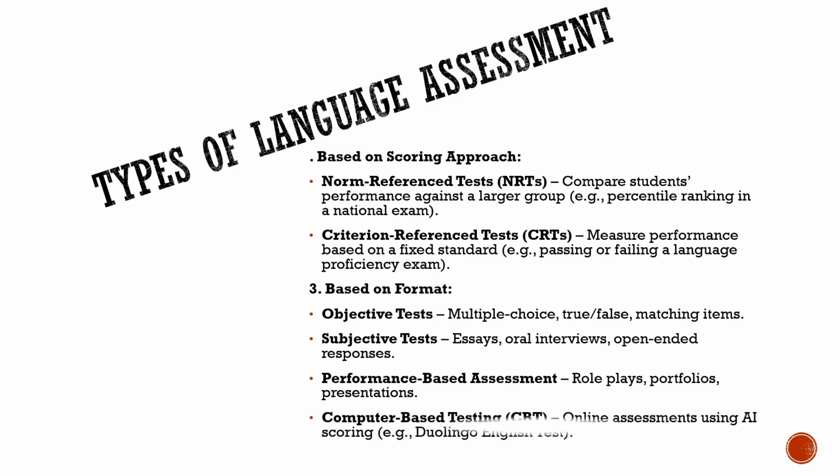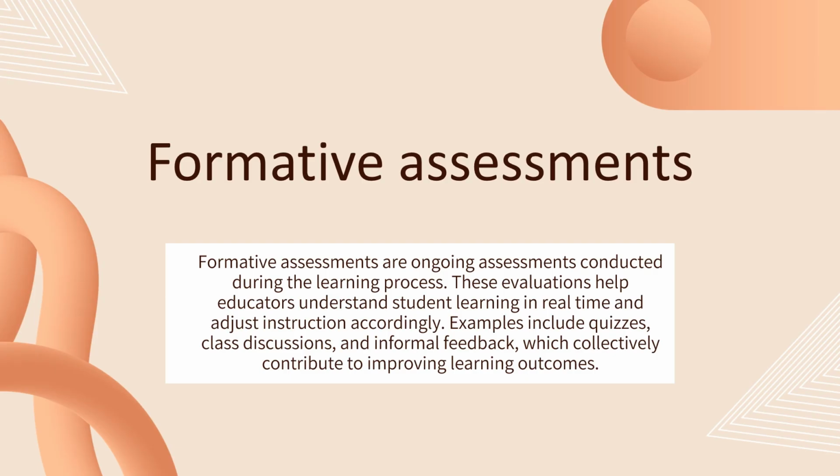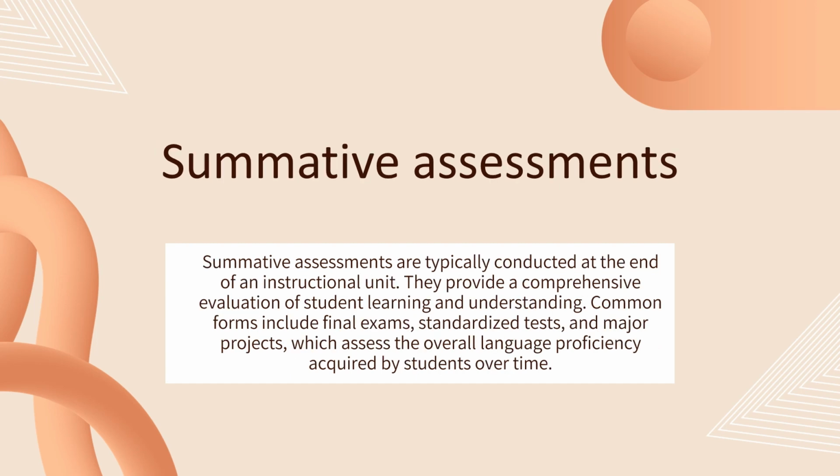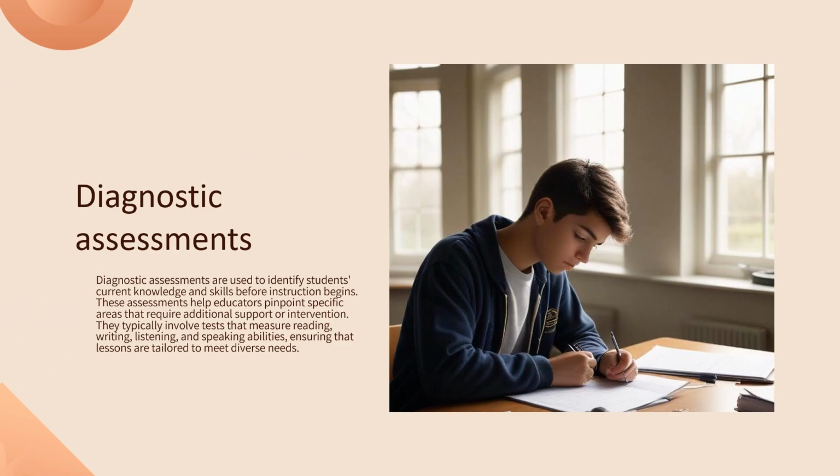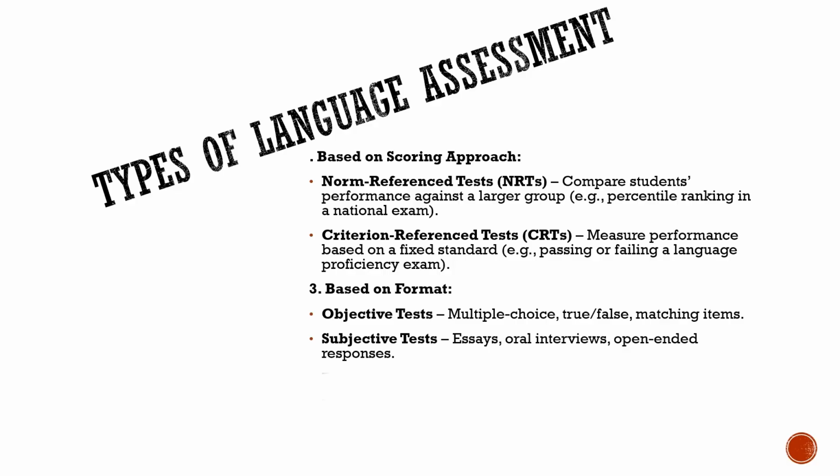Types of language assessment, based on scoring and format. Assessments can also differ in how results are interpreted. Norm-referenced assessments compare a student's performance to that of others, while criterion-referenced assessments measure how well a student meets specific learning goals. Formats can be written, oral, computer-based, or performance tasks. Teachers choose formats based on what skill is being tested and how best to measure it.